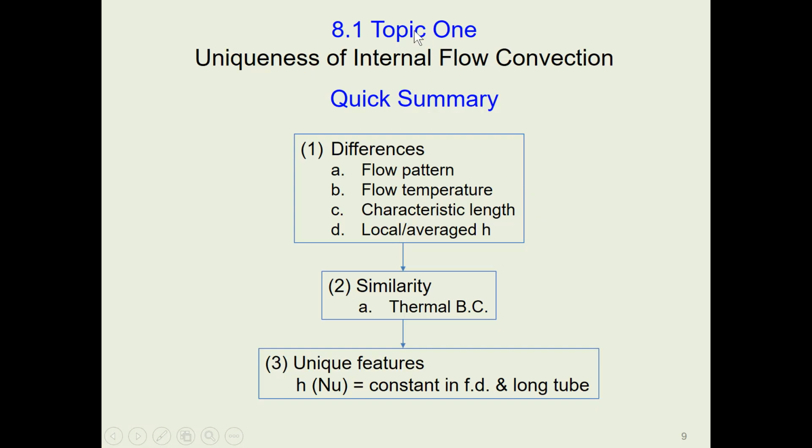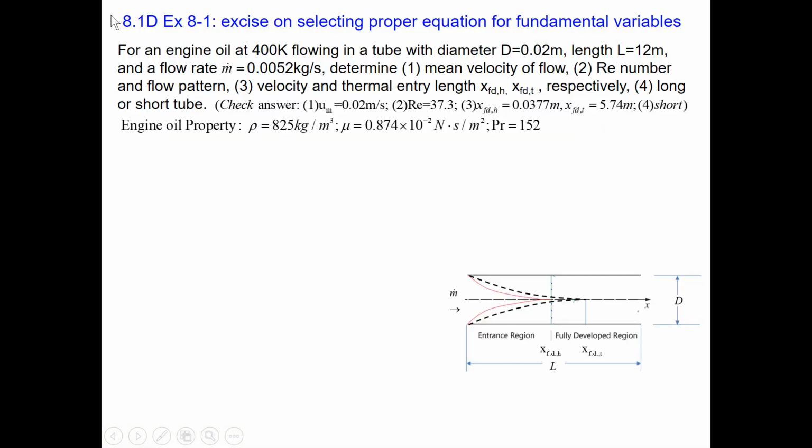At this point, we covered topic 1, the uniqueness of internal flow convection. It includes the differences and similarity between internal and external flow convection, as well as the unique features of internal flow convection. Next, let's practice on selecting the proper equation for fundamental variables. Example 8-1.